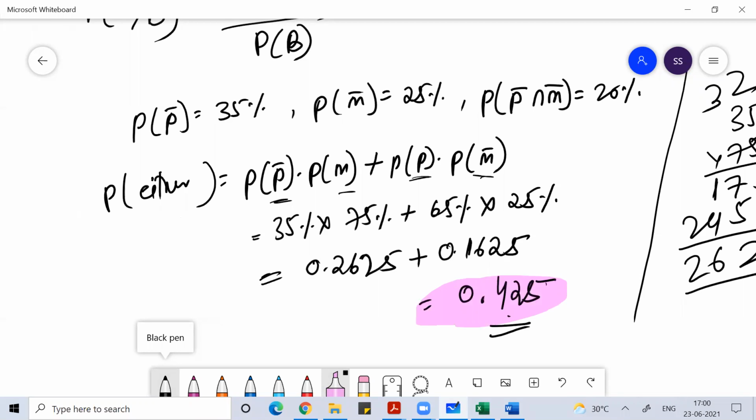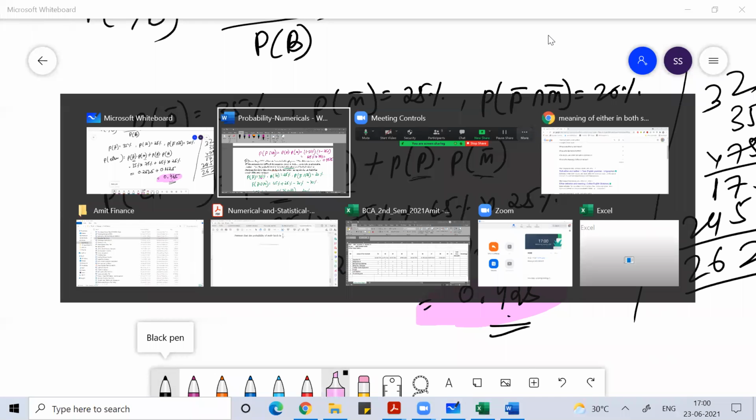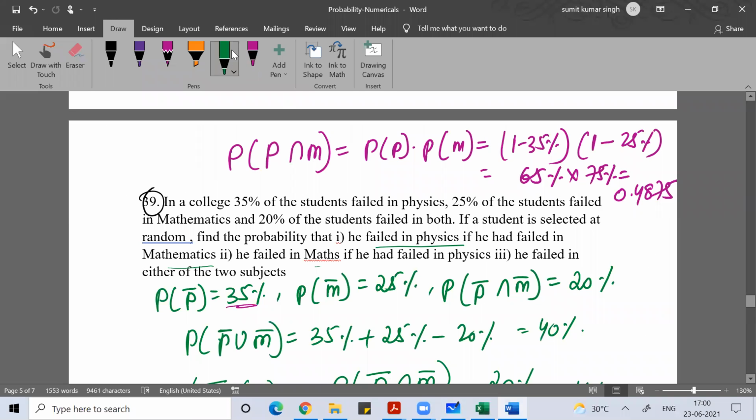Either means that one has failed in physics and the other has passed in maths, or one has passed in maths and the other has failed in physics. So both cannot happen together. So you ignore the both component here. Clear, right? So this is your answer. This is not the answer.